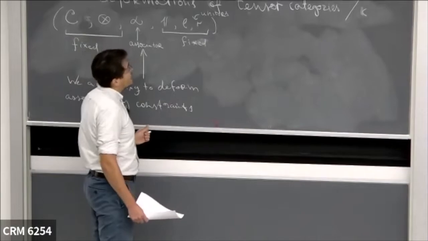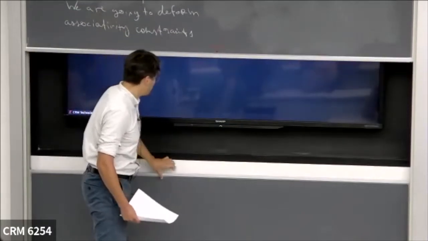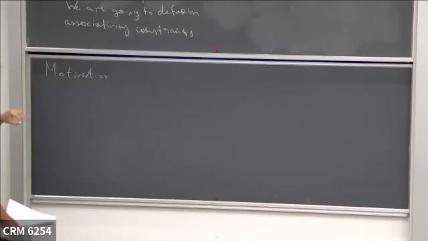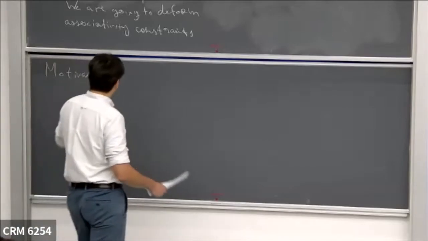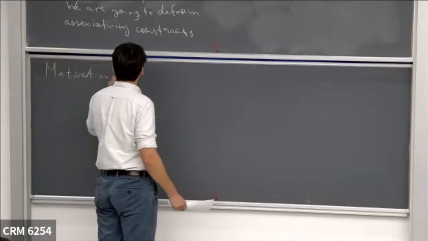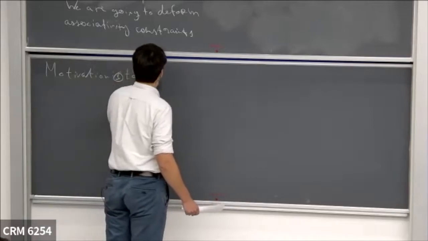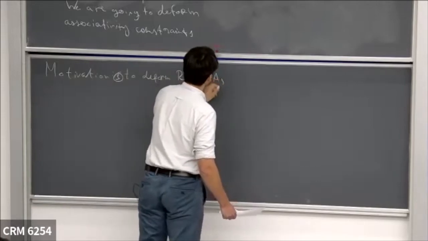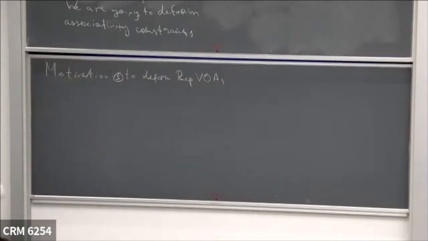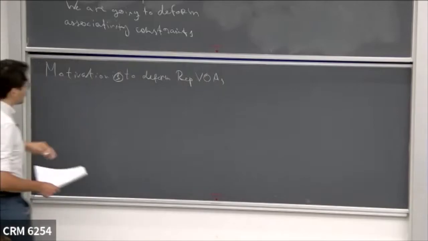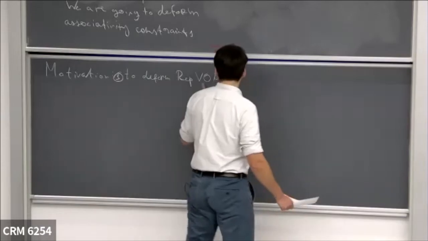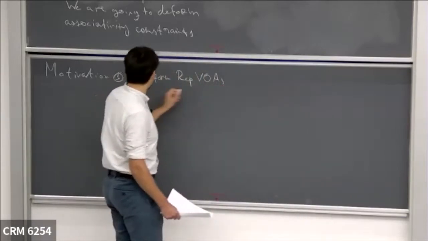Right. Let me give you some motivation why we're interested in this type of deformations. For me the first motivation is to deform, in general, representation categories of VOAs. So I have a VOA, it's a tensor category. We know there are some associators, and I would like to explore how many deformations a given VOA representation category admits, and especially those coming from log CFTs.